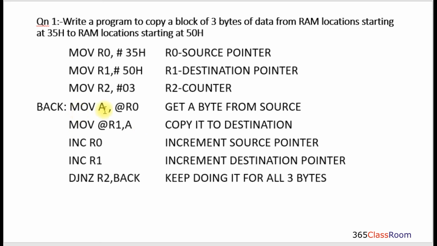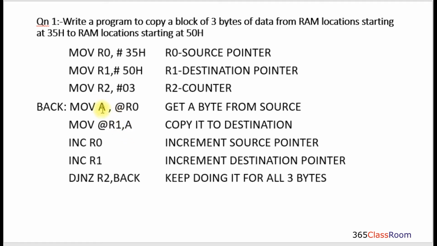Then MOV A, @R0. @R0 means the 35H address contains a data. That data you have to transfer to the accumulator. That means get a byte from the source. Then where you have to copy that? You have to copy it to R1. For that you have to use the instruction MOV @R1, A.